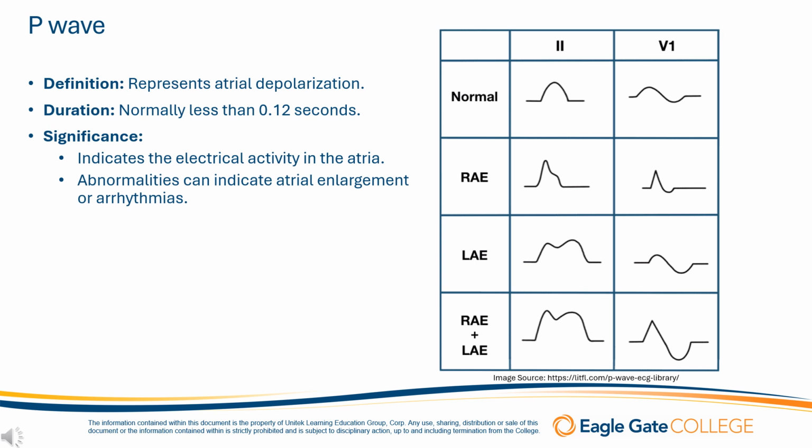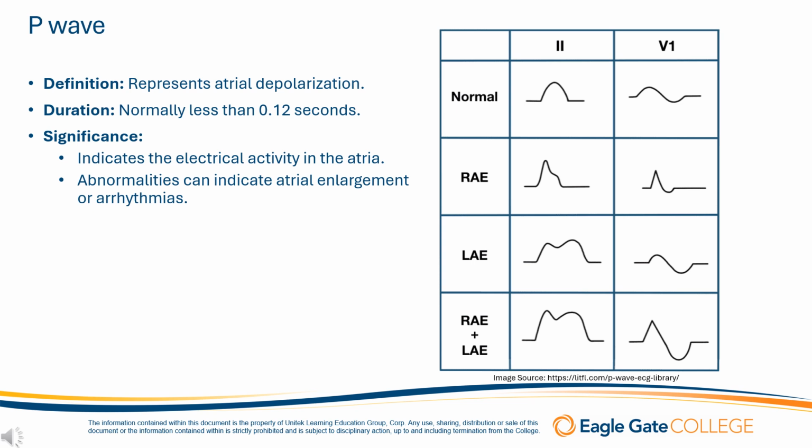But atrial fibrillation typically results in the absence of distinct P waves. They're replaced by rapid, irregular fibrillatory waves. An early P wave followed by a normal QRS complex may indicate premature atrial contractions. These are extra heartbeats originating in the atria. They're very common. They're often benign, but they can lead to more serious arrhythmias if they are frequent.